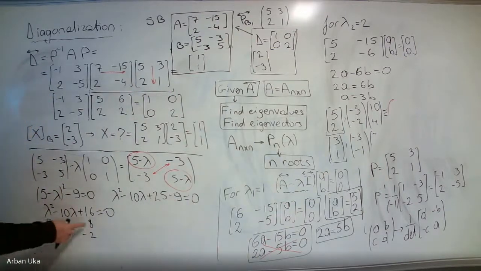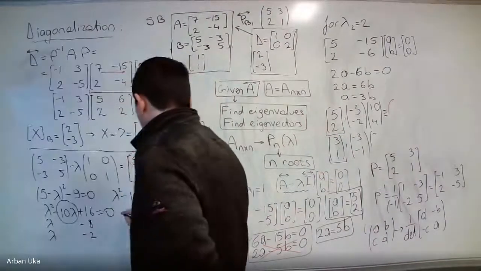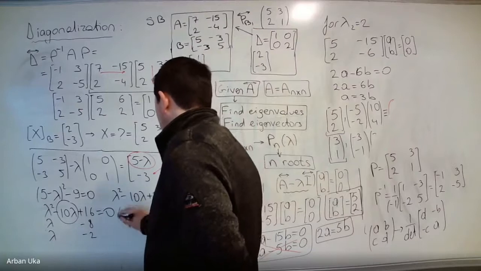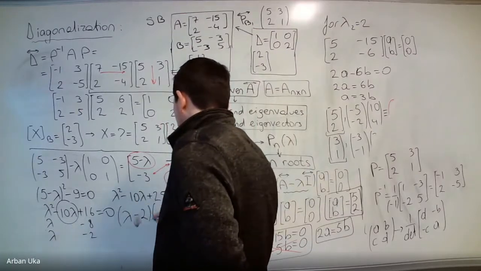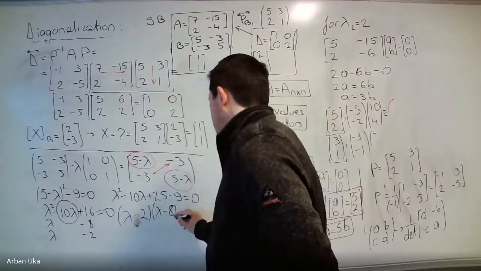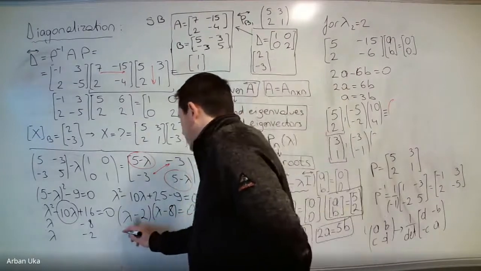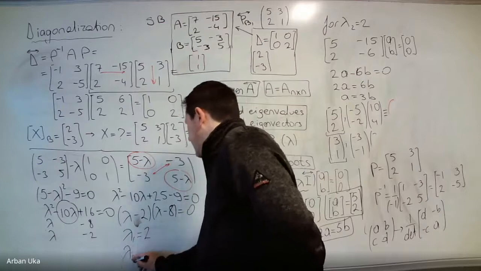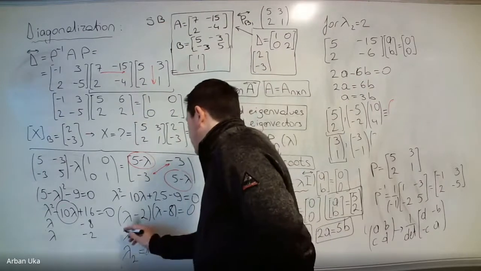So if we multiply minus 8 by minus 2, we get 16. But then here we have the option that minus 8 lambda minus 2 lambda gives us this. So this looks like a good factorization. We can write this as lambda minus 2 times lambda minus 8, and this is 0. Then lambda 1 is equal to 2, and lambda 2 is equal to 8.